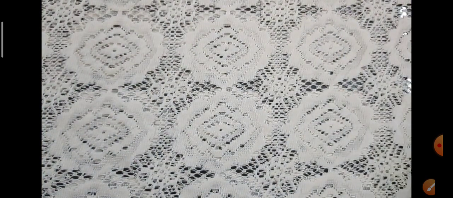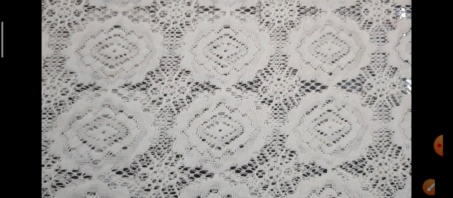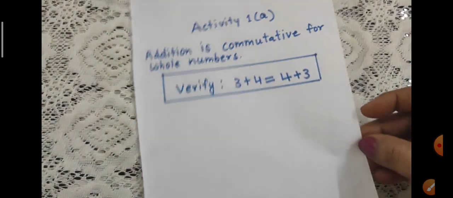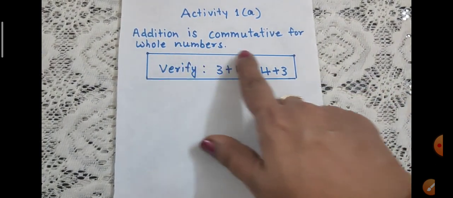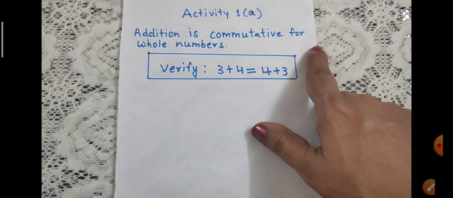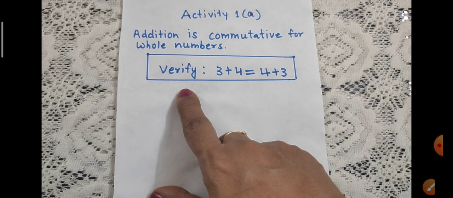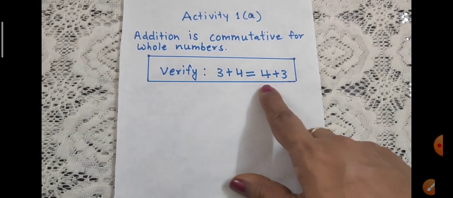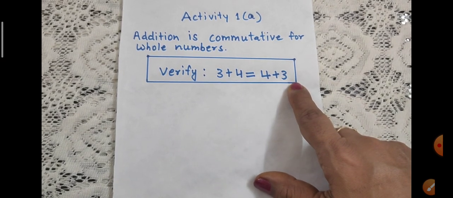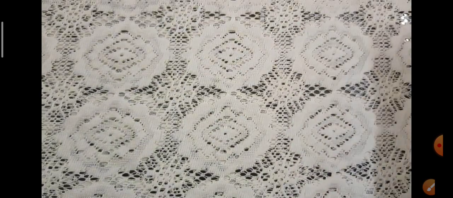Now, we do this activity in two parts. In the first part, we verify that addition is commutative for whole numbers. To prove this, to verify this, let's take an example. 3 plus 4 is equal to 4 plus 3. Now let's see how we do this.